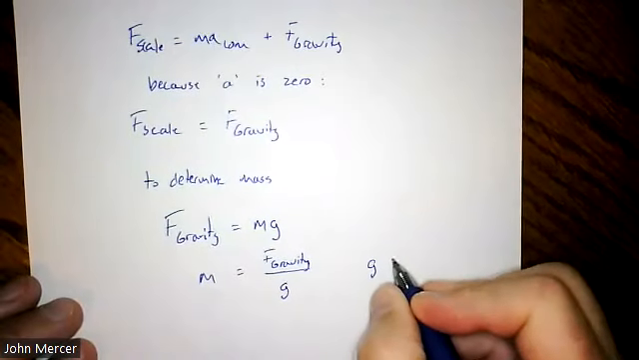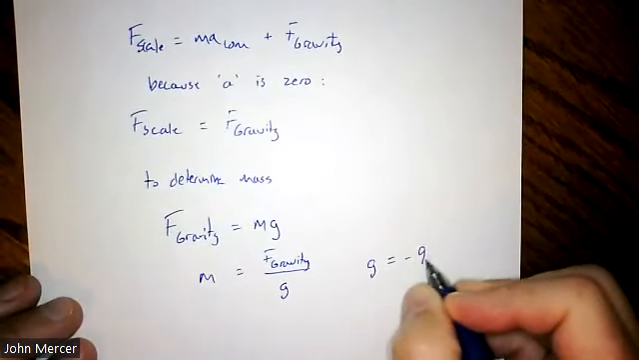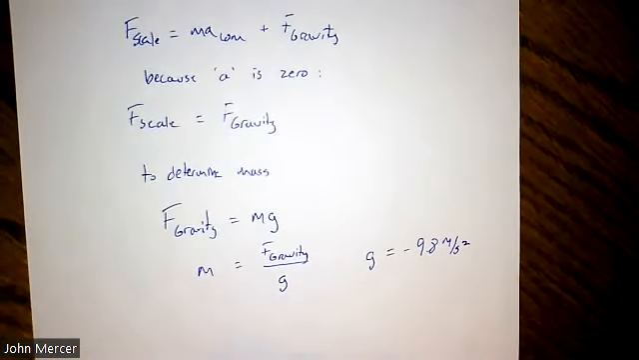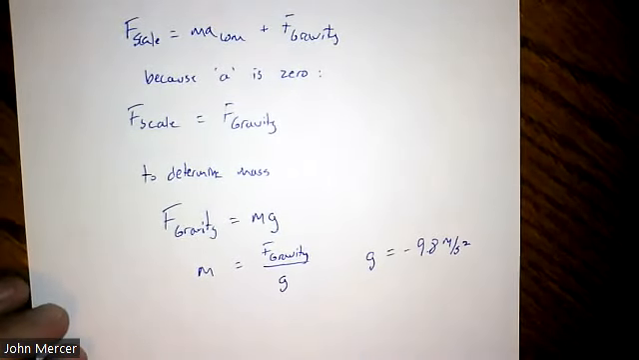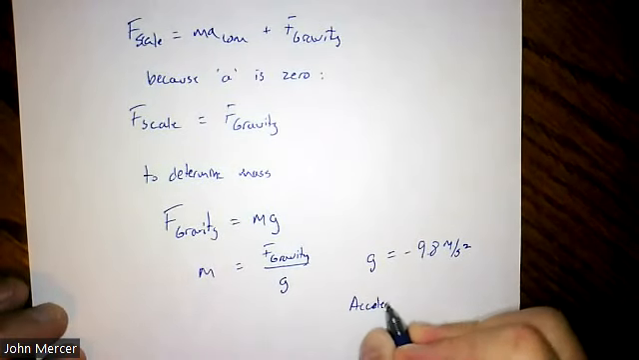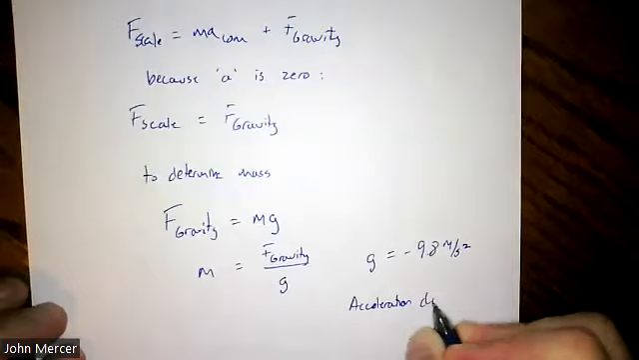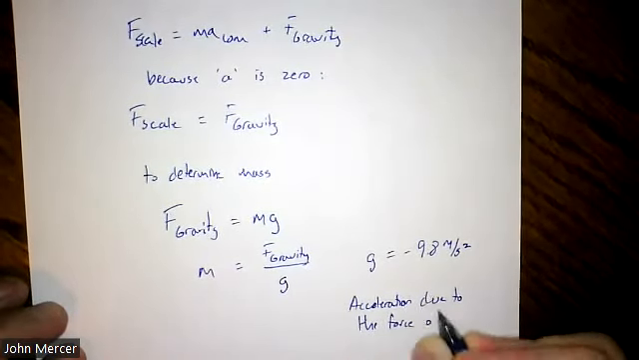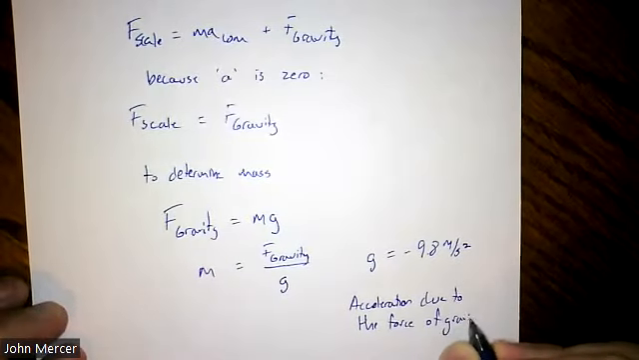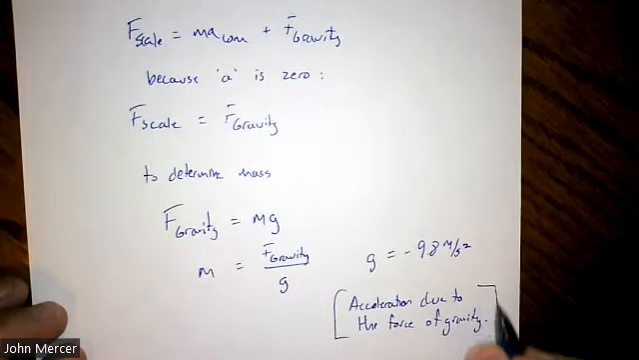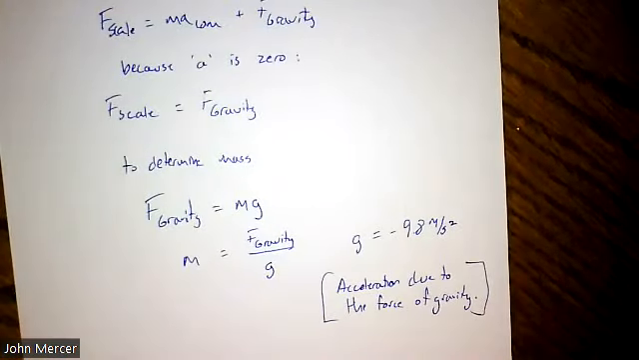And it's important here to know that we almost always will use g, the acceleration due to the force of gravity, as a negative value. This is the acceleration due to the force of gravity. And that's important. This is very important. This is not gravity. This is the acceleration due to the force of gravity.